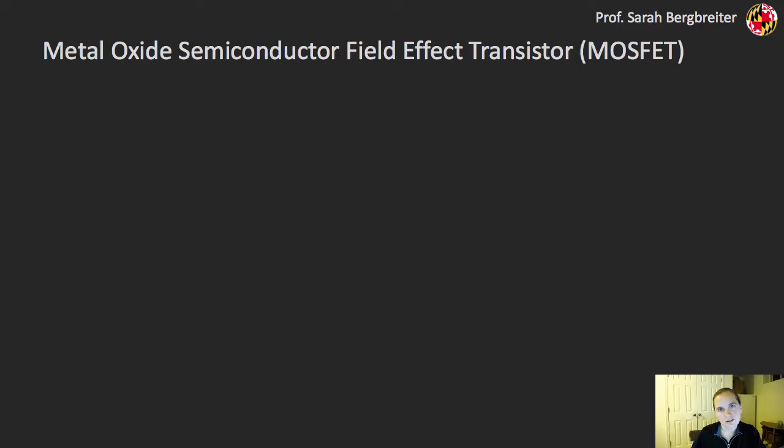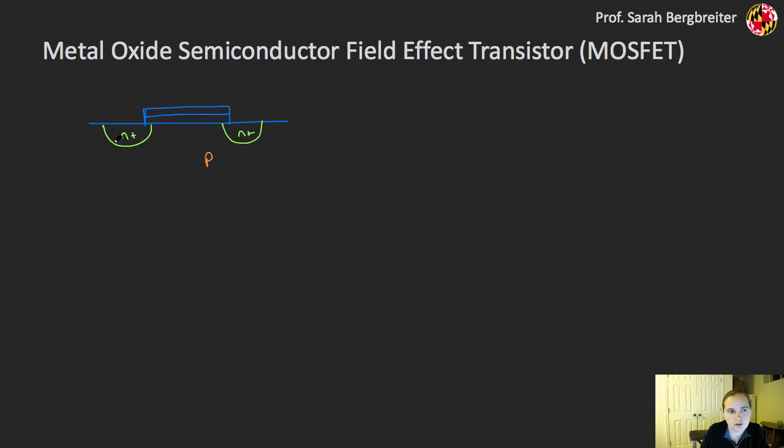A MOSFET is another type of transistor. This is a metal oxide semiconductor field effect transistor. So it's a long name, but we shorten it to MOSFET. It's also made of N-type and P-type silicon, but with a slightly different structure. So this is the basic structure here.